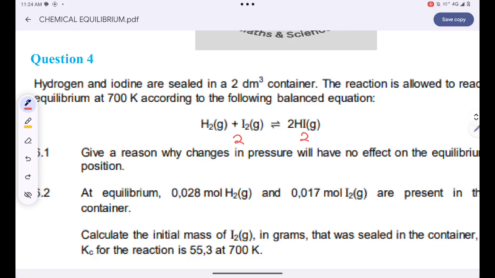Are you together? But what will happen if you increase pressure? You just increase the rates of both reactions, the reverse and the forward reaction. If you decrease pressure, you will decrease the rates of reaction for both the forward and the reverse reaction. So the pressure will have no effect on the equilibrium position.